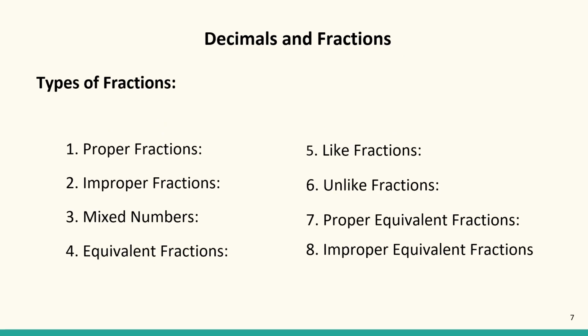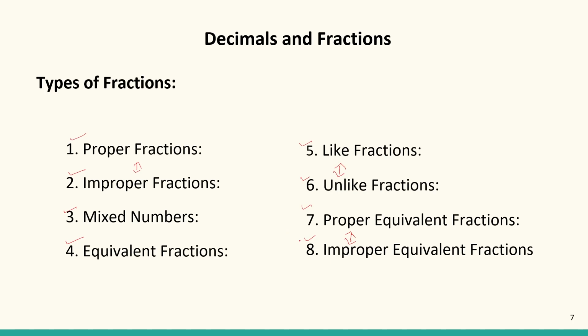So let's now jump into the types of fractions. What kind of fractions are there and which are important, which are not. Let's see each one. The first kind is proper fractions and the second one is improper fractions. We'll see what a proper fraction is, what an improper fraction is, and what the difference between these two is. And what mixed numbers are, what equivalent fractions are, like fractions, unlike fractions, the difference between these two, and proper equivalent fraction, improper equivalent fraction, and the difference between these two. We'll see each one in detail.